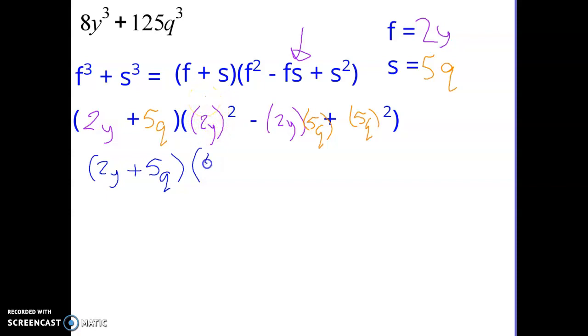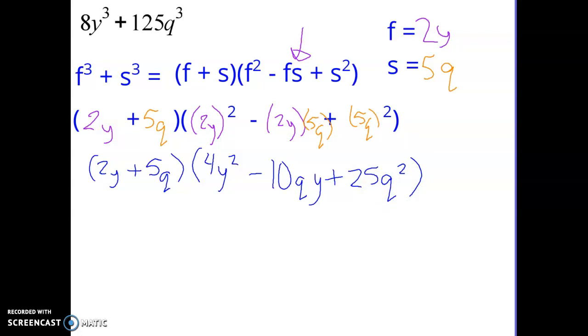So if I square 2, I get 4. I square y, I get y squared. Minus, okay, now I'm going to multiply these in the middle, 2y times 5q, 10, and I'm going to write qy. It really doesn't matter. We just usually put things in alphabetical order. If you put 10yq, it's the same. And then the last one, all right, just like before, those parentheses tell me I have to square the 5 and I have to square the q. I have to square everything in there. So 5 squared is 25, and then q squared is q squared.